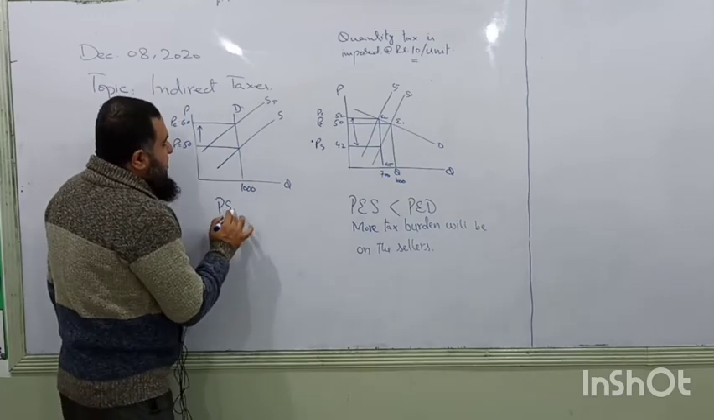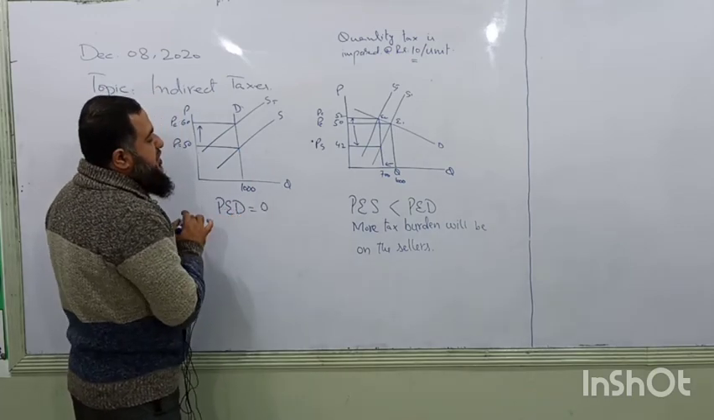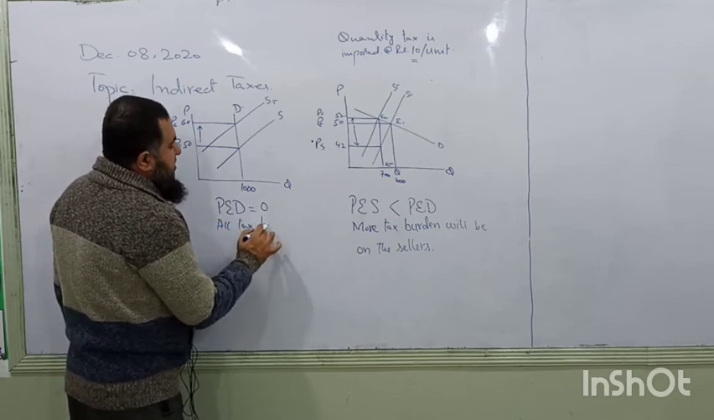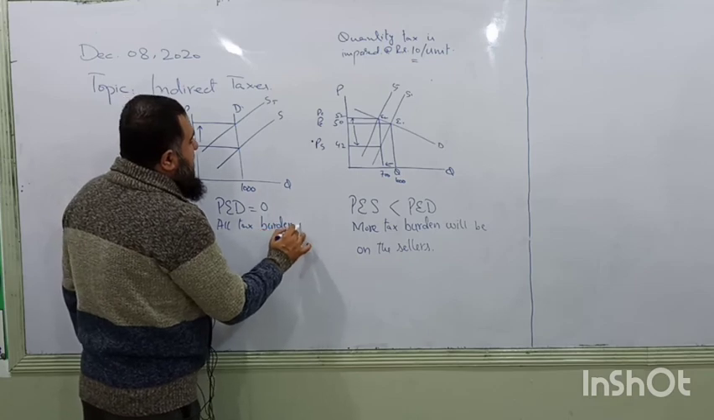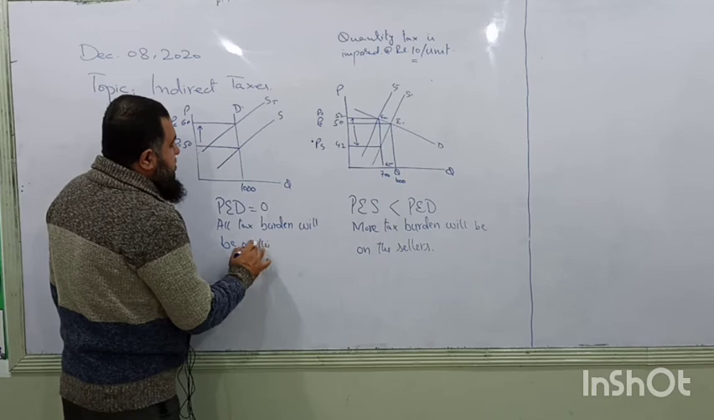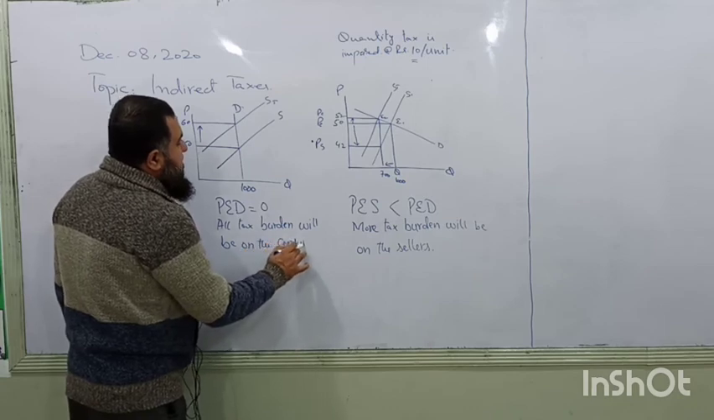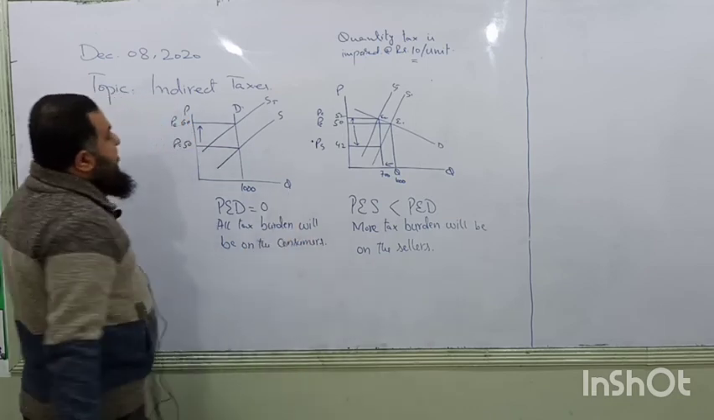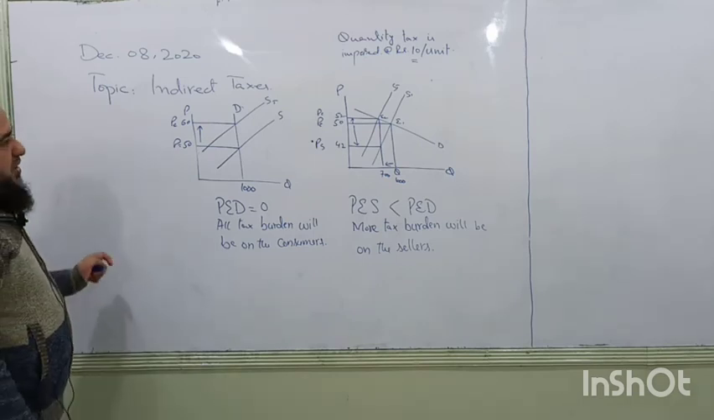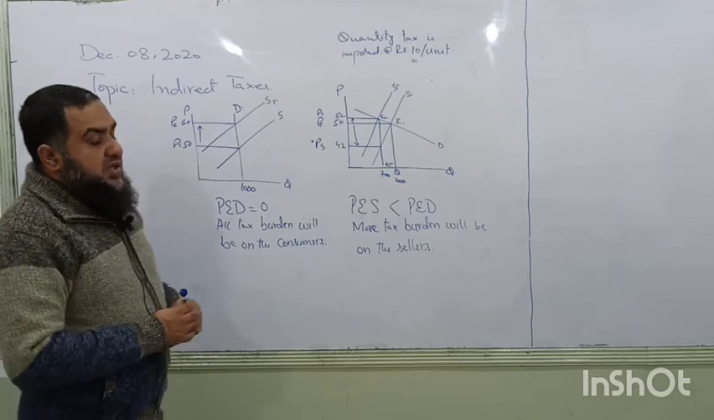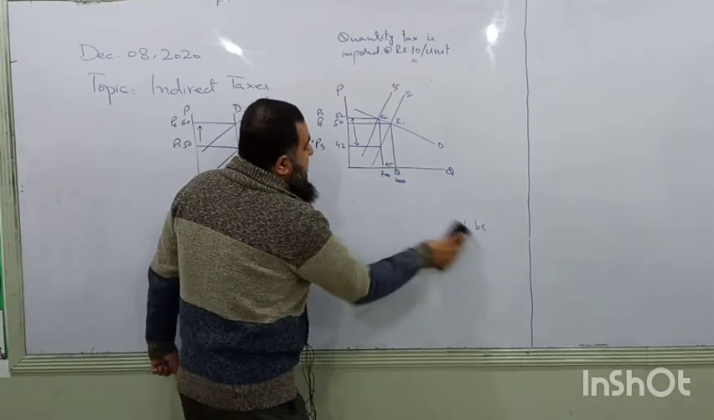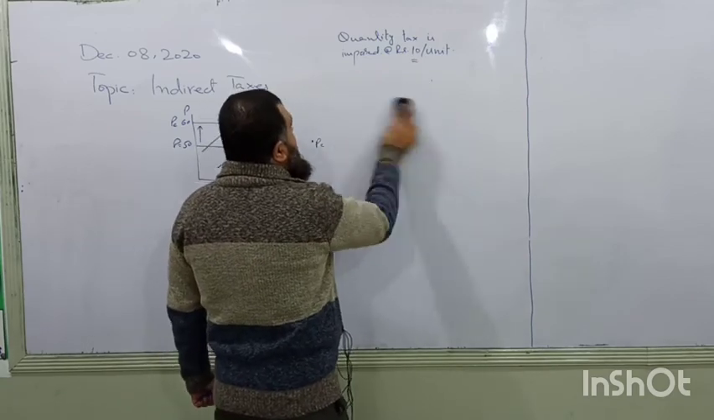When price elasticity of demand is zero, all the tax burden will be paid by the consumers. Likewise, if supply is perfectly inelastic, then all the tax will be paid by the consumers. So when we have elasticity differences, the burden of taxes will be different.